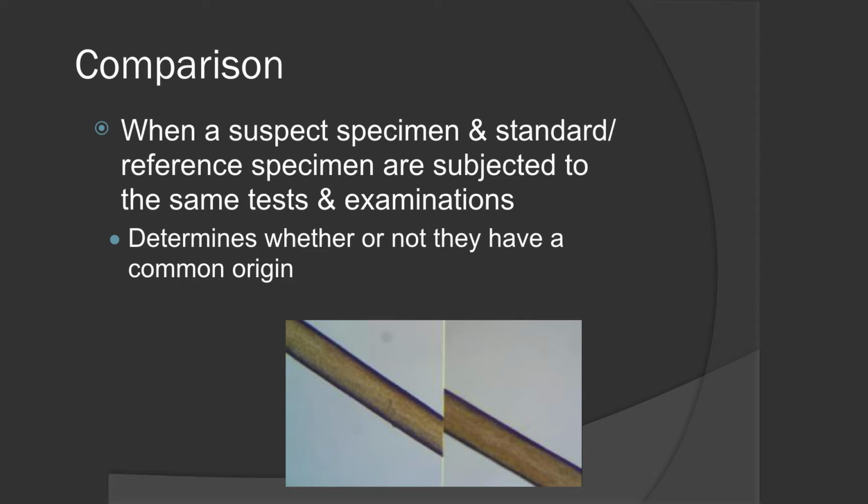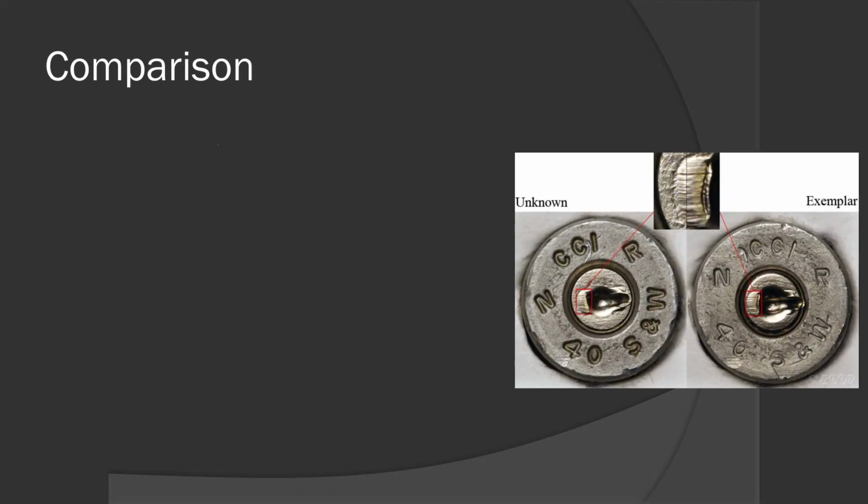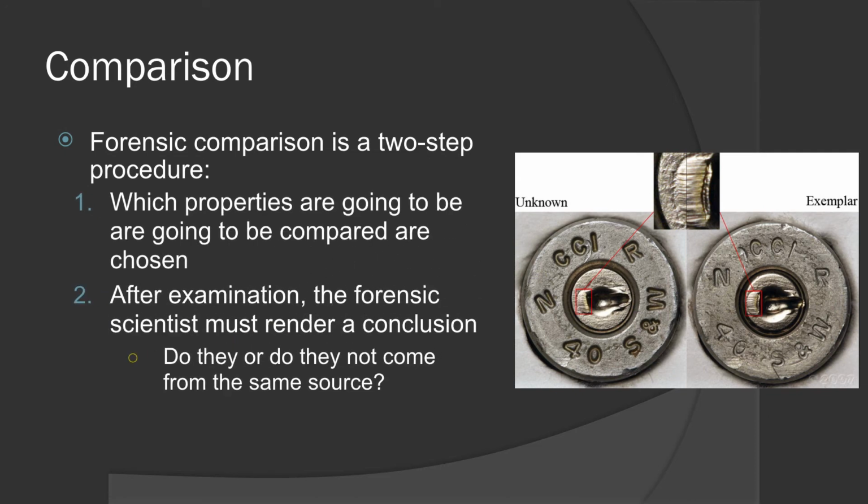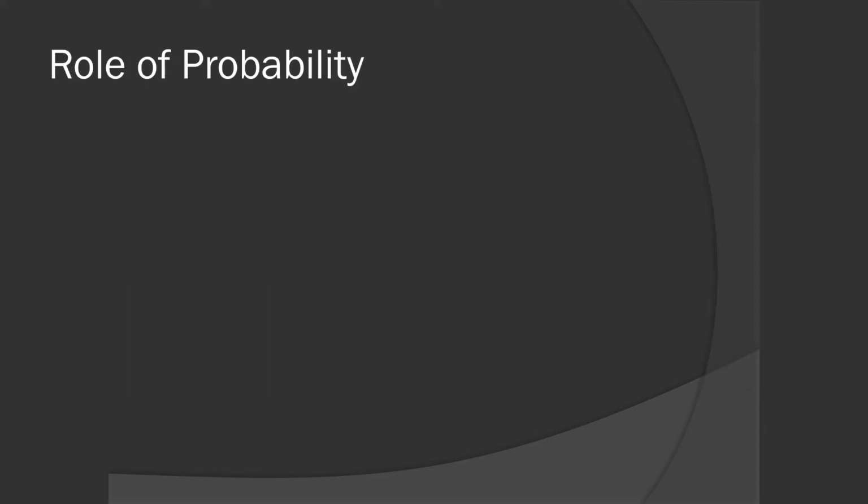And so when a suspect specimen and a standard reference specimen are subjected to the same tests and examination, that is used to determine whether or not they have a common origin. So forensic comparison has a two-step procedure. Which properties are going to be compared are chosen, and then after examination, the forensic scientist needs to render a conclusion. Do they or do they not come from the same source?